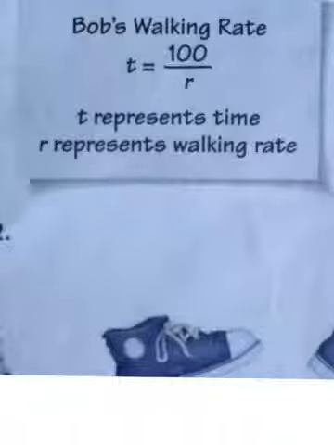If we look at the equation that represents Bob's walking rate, we can see that it says time equals 100 divided by his walking rate. Because the time is dependent on the walking rate, we know that that rate is not going to stay the same, and this will not lead to a linear relationship.